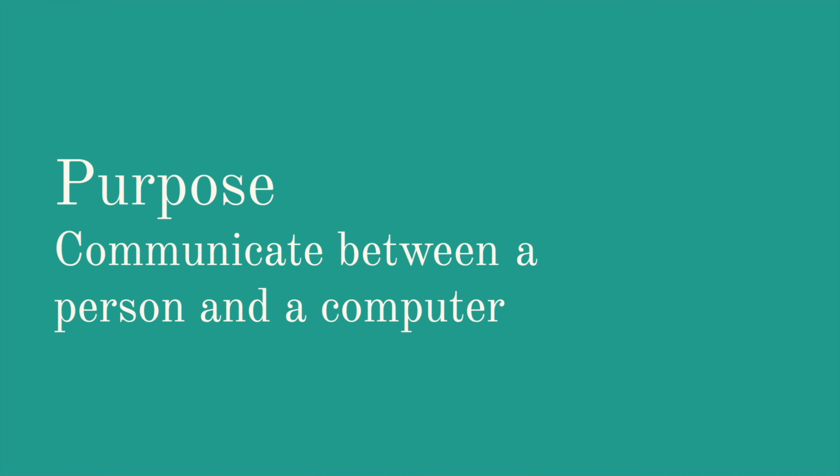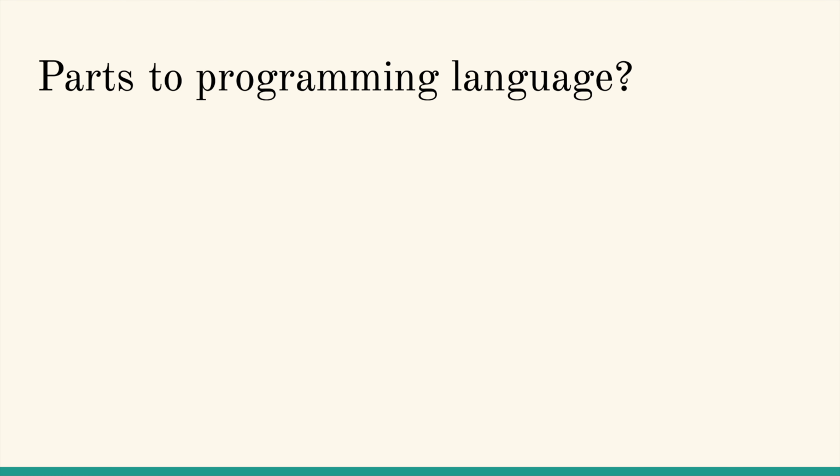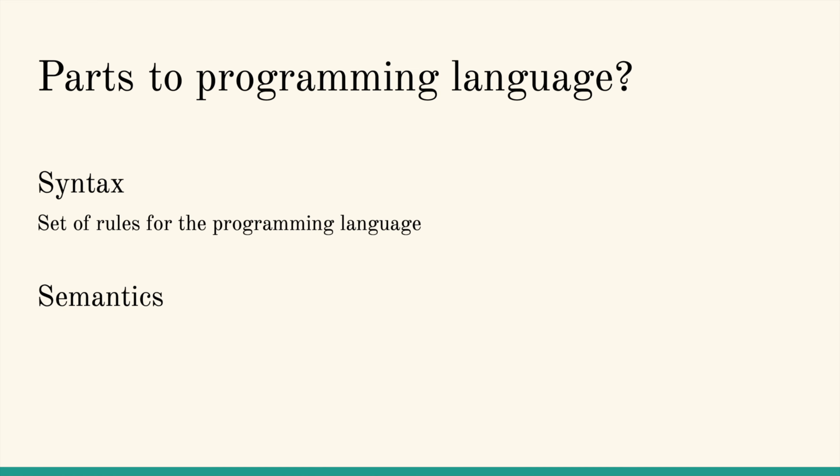Now, what is the purpose of a programming language? Well, this is pretty straightforward, but the purpose of a programming language is to communicate between a person and a computer. Now, what are the parts of a programming language? Well, there's the syntax of the language, and there's the semantics. The syntax of the language is a set of rules for the programming language. The semantics is concerned with what the program does.